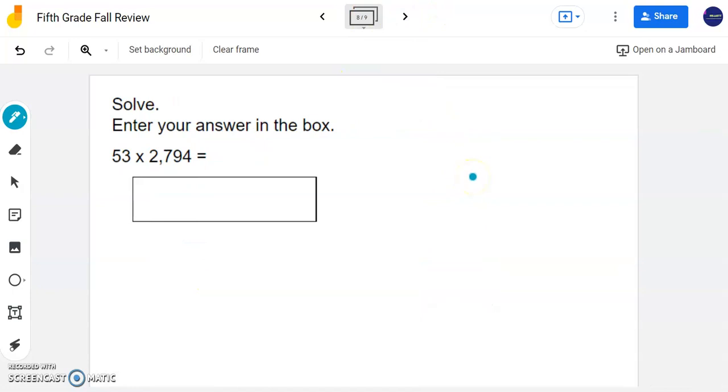Now our next problem, it says enter your answer in the box and solve. So it says 53 times 2,794. So what I encourage you to do is first rewrite this problem, identifying the larger number and putting that on top, and then multiply by 53. So you should grab scrap paper. I encourage you for this problem as well to pause the video, solve it on scrap paper, and then continue watching the video so you can check your work to see that what's on your scrap paper is the correct answer.